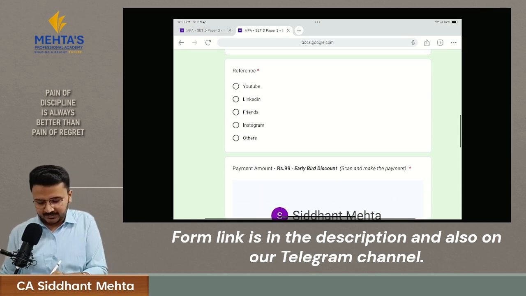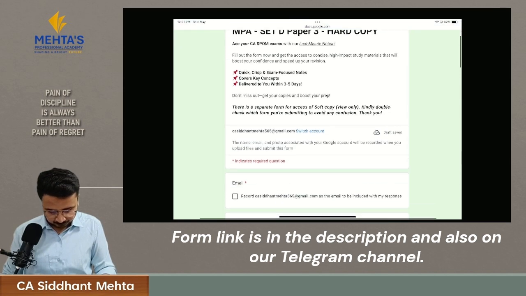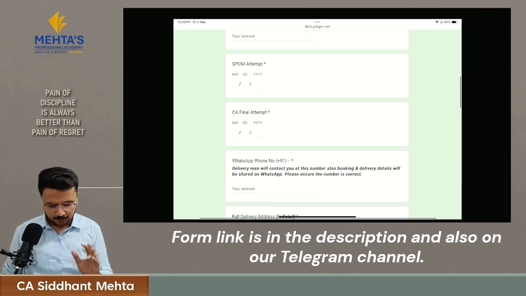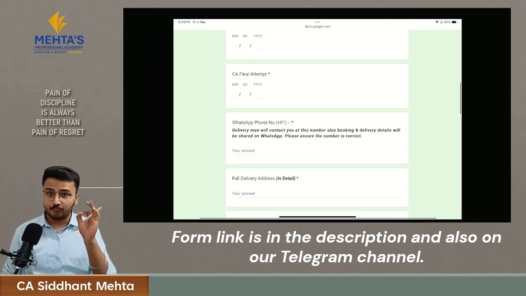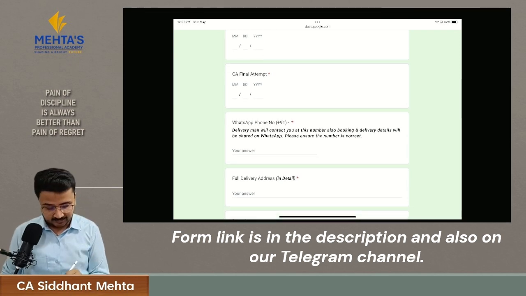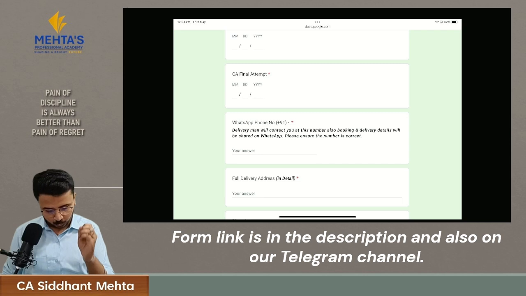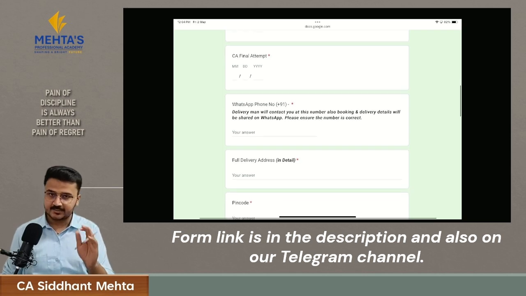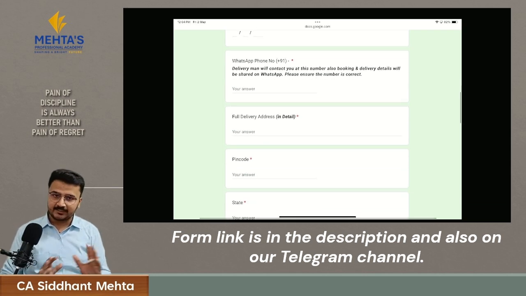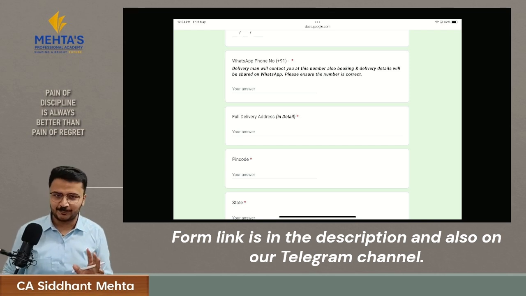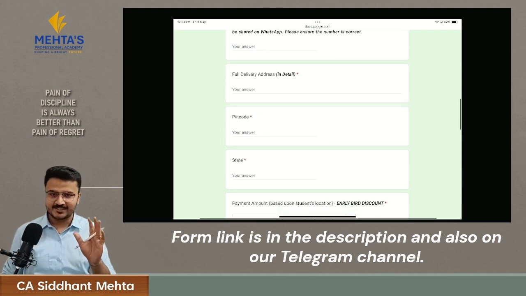The second form is about the hard copy. Here you have to give your name, your email address, form attempt, CA final attempt, and then you have to give your WhatsApp phone number, because the delivery guy will contact you at this number and all the details regarding your delivery we will provide to you on your WhatsApp. So make sure this number is correct. Then give us a full delivery address so that there is no inconvenience for the delivery guy to find your location, and you will get your notes as quickly as possible.